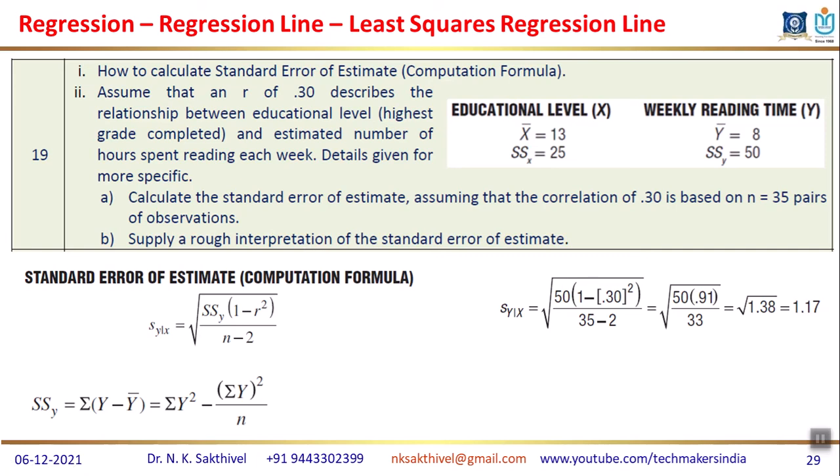Now, you understood how to solve this problem? The values are given, you calculated the standard error of estimation, and based on that you give a comment. I didn't give the comment here, but the answer for question B, supply a rough interpretation of the standard error of estimate, is this: we predicted that there is a standard error, so that error needs to be minimized. If you are not minimizing it, your prediction may not be correct, and the prediction accuracy will suffer. This is the second question.